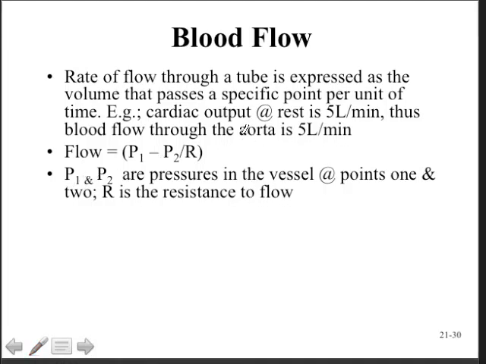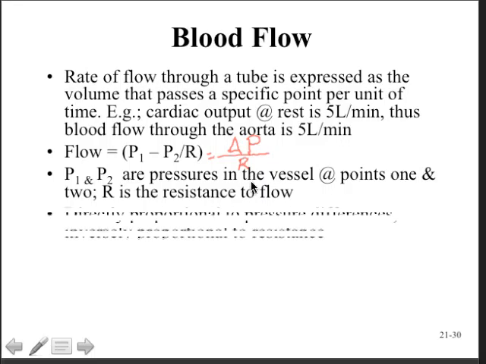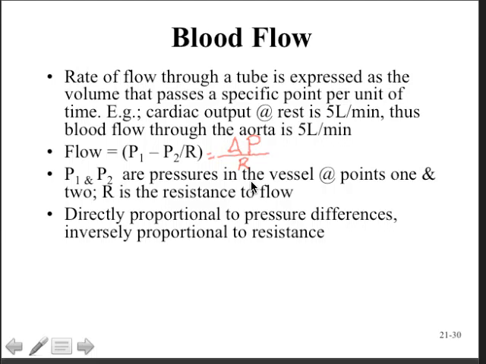We write this in the form of a fraction, which makes it a little easier to see. You can indicate the difference between two pressures by the Greek letter delta. So delta P, the difference in pressure, divided by the resistance, is just another way of writing this expression. You can see as the resistance increases, as the denominator gets bigger, the flow is going to slow down. As the difference in pressures increases, the flow is going to speed up. It's directly proportional to pressure differences and inversely proportional to resistance.